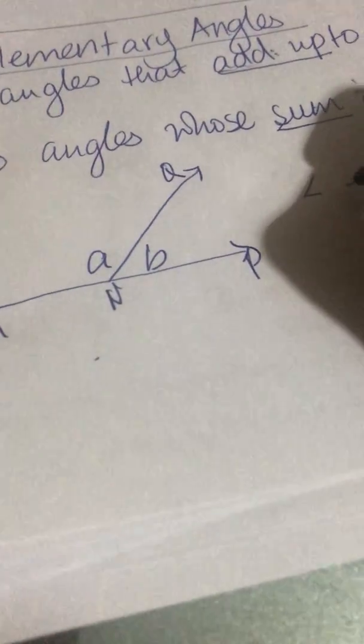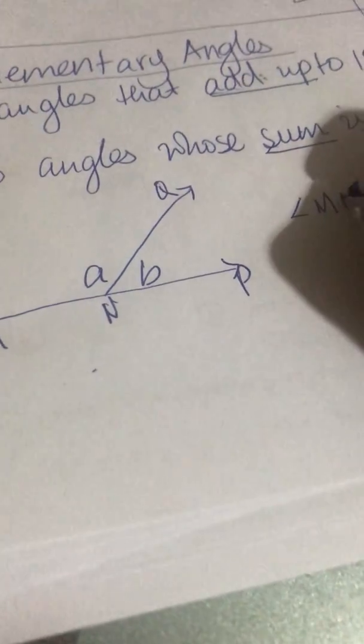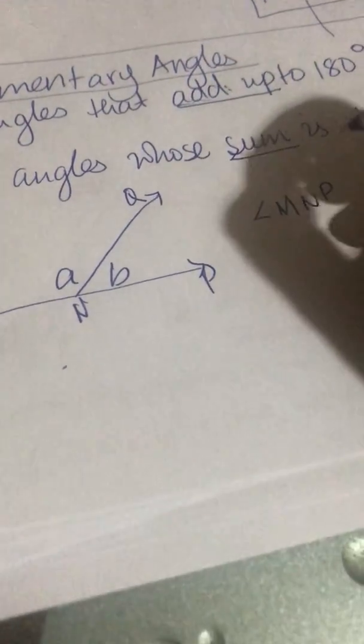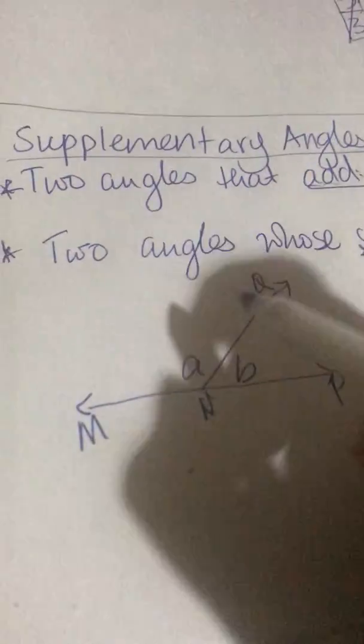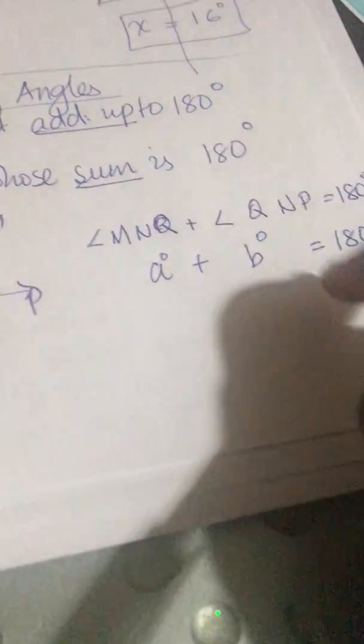Angle M and Q plus angle Q and P should equal 180 degrees when I add. Angle M and Q is A degrees, Q and P is B degrees. If I add them, I should get 180 degrees. Okay, let's do an example.